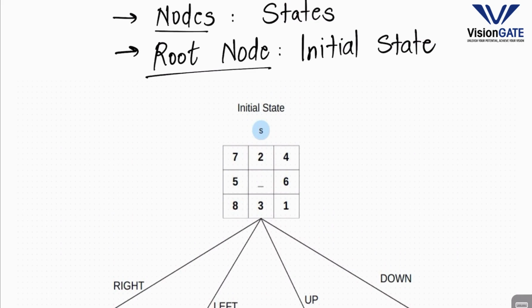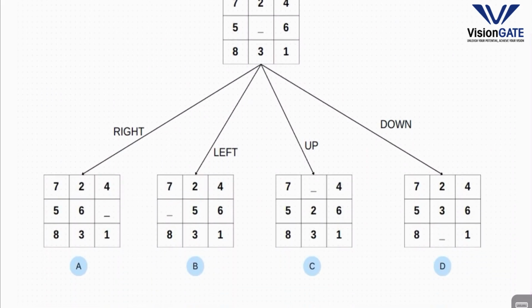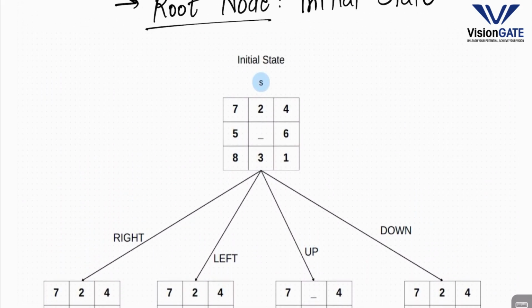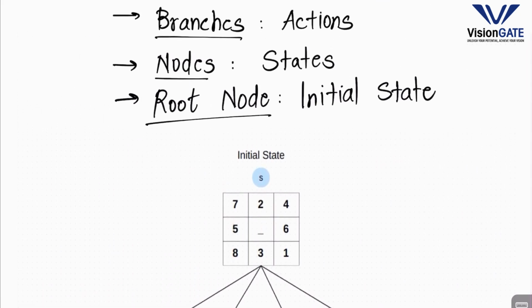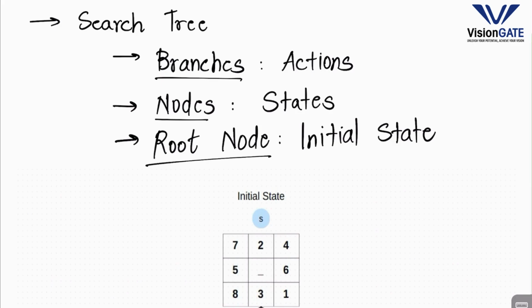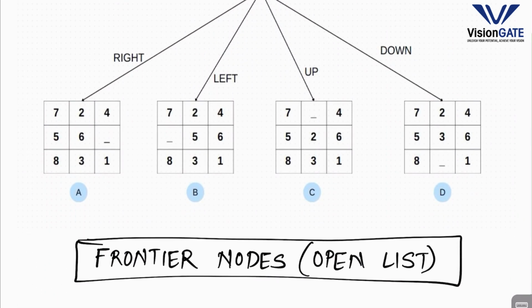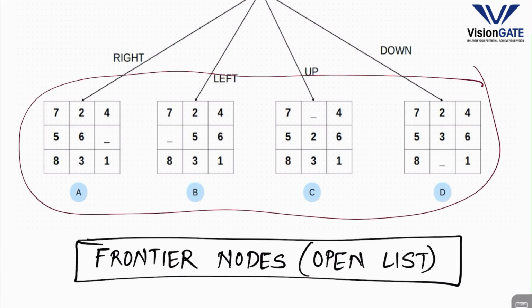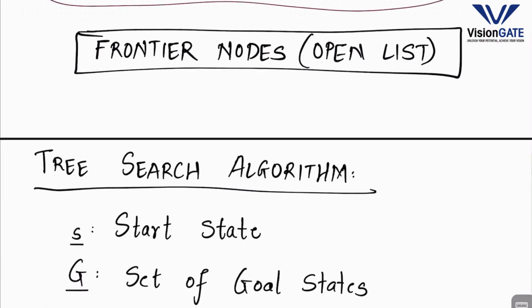So the root node is represented by the initial state. The nodes will be represented by the states that we get by making moves or actions represented by the branches. So the new nodes that are generated are called frontier nodes because they lie at the edge of the expanding search space. The frontier nodes are also called the open list.